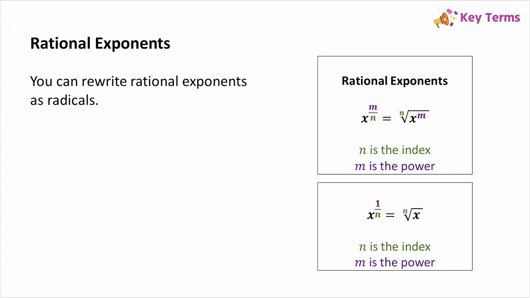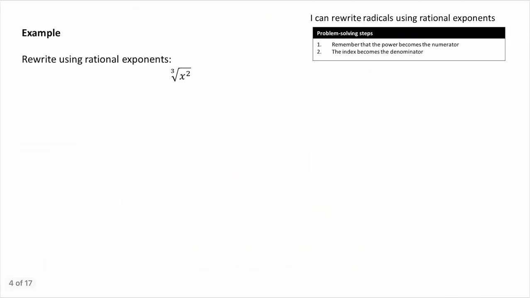Also, if you have x to the 1 over n, where 1 becomes the power, remember that's just the same thing as saying take the nth root of x. All right, so now let's practice rewriting some examples. So let's rewrite this using rational exponents. What happens here is that this 2 is going to become my numerator, and this index right here is going to become my denominator. So I can rewrite this as x to the 2 over 3, and that's how you rewrite it as a rational exponent.